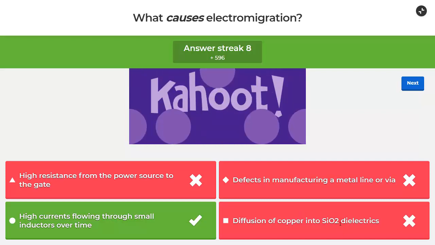Copper and silicon don't go well together. They diffuse into each other, and that's why it took a long time to get copper interconnect into our chips. But that is not what has to do with electromigration. In fact, copper is very good against electromigration, and it's one of the reasons that it was important to go from aluminum, which is really bad, to copper. Copper has a higher resilience to electromigration. What electromigration is, is high currents flowing through small inductors over time.